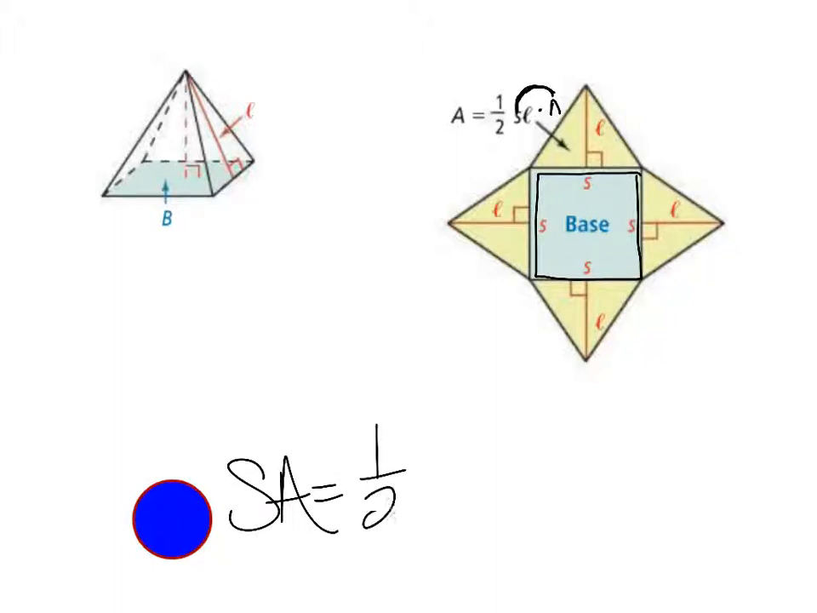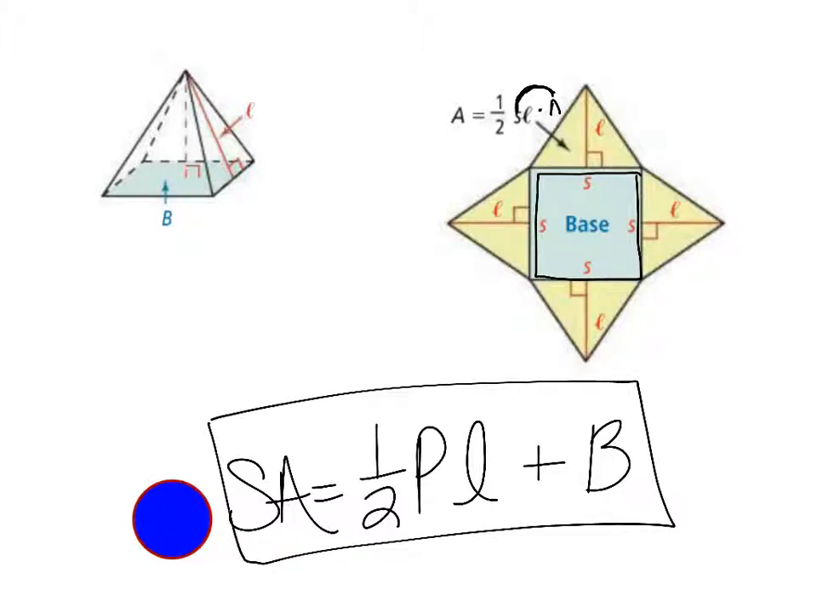It's 1/2 the perimeter, and then times the slant height, so I'll use a cursive L for slant height, and then I have to add in whatever my base is, but there's only 1, so I put 1 capital B there. There's our formula for surface area of pyramids and cones.